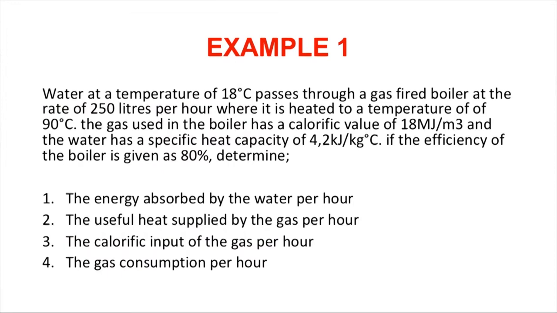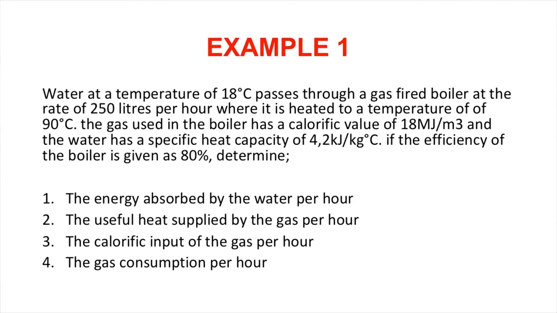They say water at the temperature of 18 degrees Celsius passes through a gas-fired boiler at the rate of 250 liters per hour, where it is heated to a temperature of 90 degrees Celsius. The gas used in the boiler has a calorific value of 18 megajoules per meter cubed. And the water has a specific heat capacity of 4.2 kilojoules per kg degrees Celsius. If the efficiency of the boiler is given as 80%, we need to determine the following. Now let's try to unpack what is happening there.